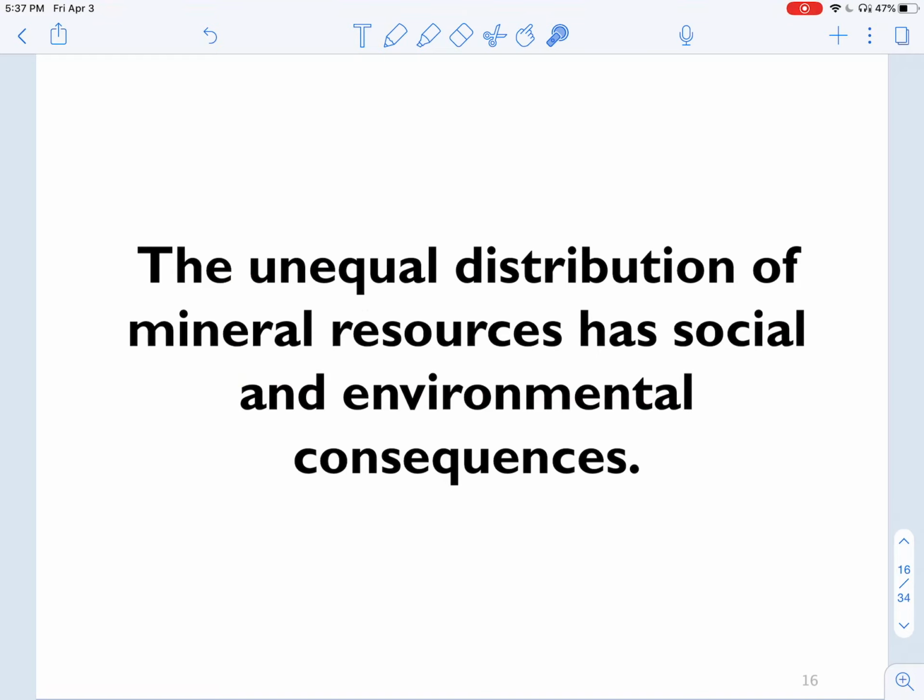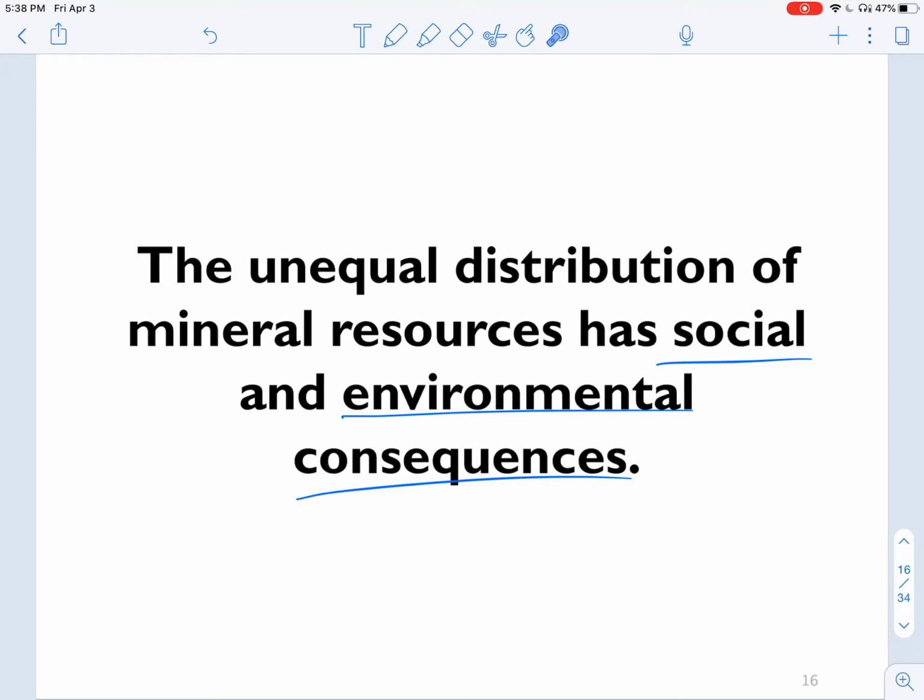So this is the big key point of the next section. It says the unequal distribution of mineral resources has social and environmental consequences. Very true. We don't find all the gold in one spot in the world. We don't find an even amount of gold, an even amount of copper. There are pockets of this stuff all over the world. And if a lot of countries have one resource, they kind of have a monopoly on that resource.